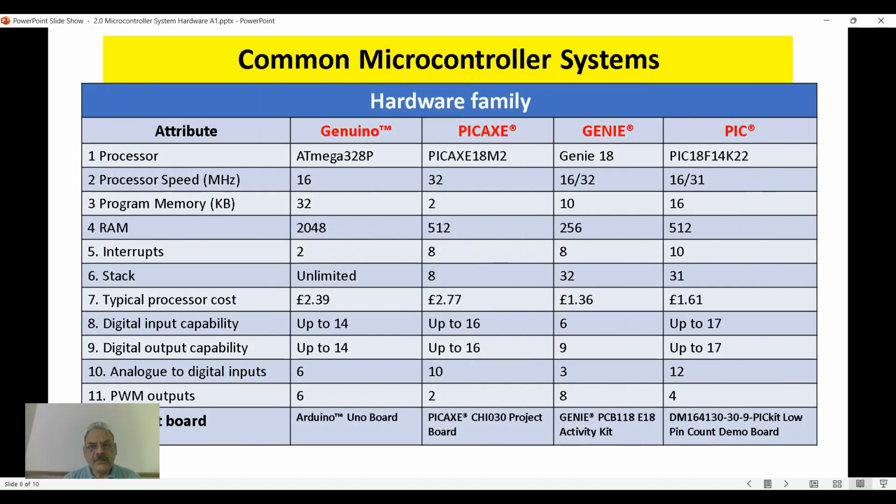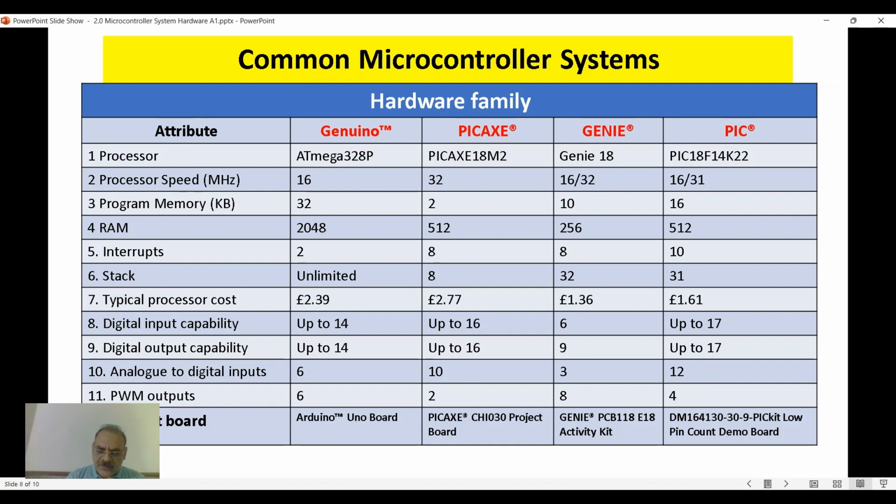These are a few common microcontroller systems. We are more interested in Genuino and PIC. Genuino uses the ATmega 328P, and for PIC, you can find different types of processors. The PIC18F14K22 is one of the processors which is used by certain colleges. The speeds are different. The number of interrupts in Arduino is 2, whereas in PIC it is 10, and similarly the digital input and output capability of Arduino is 14, whereas for PIC it is 17.